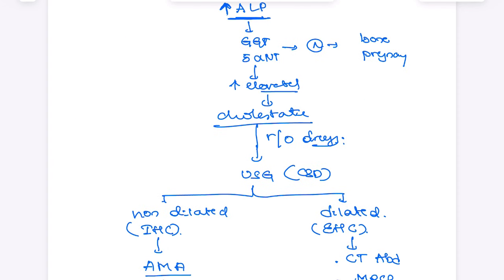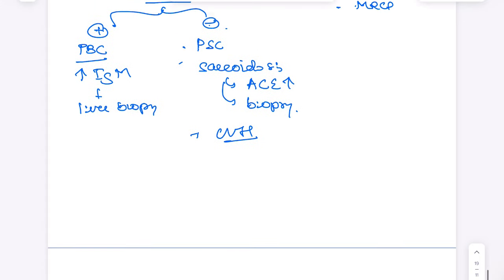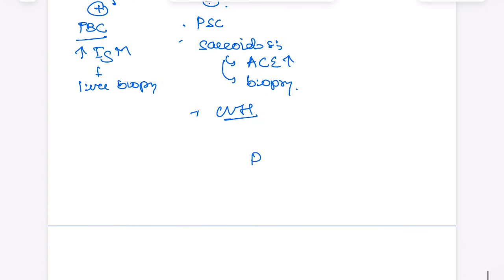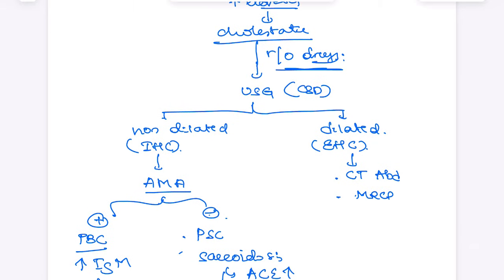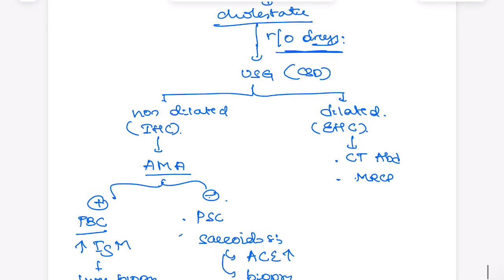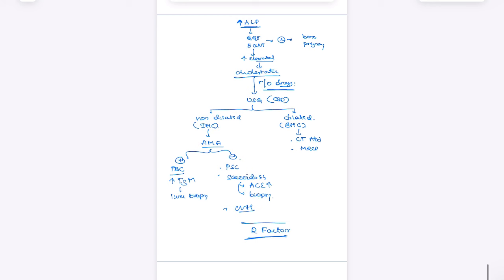One more thing I would like to discuss here is the R factor. R factor helps to differentiate whether it is a mixed pattern, hepatocellular pattern or cholestatic pattern. I have discussed R factor in detail in another video, the link of which will be available in the description or in the i button. You can click that and watch. And regarding drugs causing cholestasis, I have discussed that in one more video, and the link will be present in the description. You can go through that. So this is the approach whenever we get raised ALP.